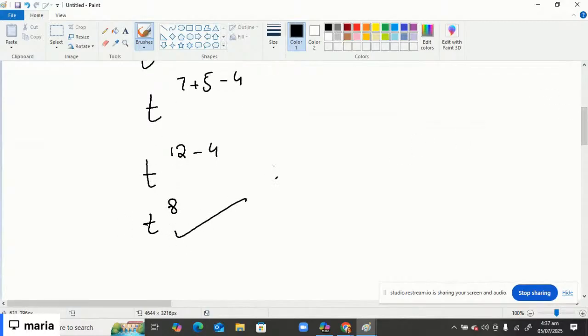And we are not putting it down. Why? Because they are saying to write your answer as a positive exponent. So we just write it like this.